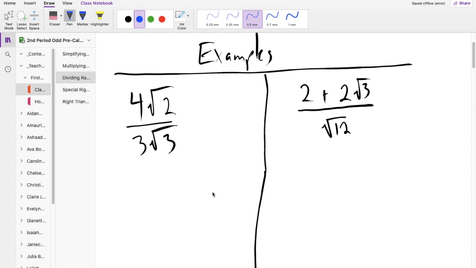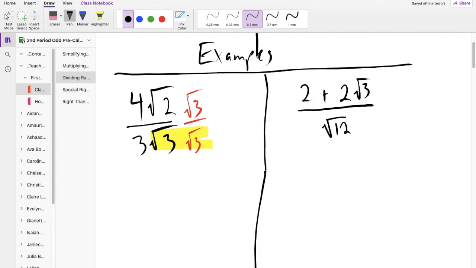In this example, I'm going to be multiplying by the square root of 3 over the square root of 3, because this whole thing is just 1, and anything times 1 is still itself, so I'm not changing this expression at all. But what I'm doing is creating the square root of 3 times the square root of 3 in my denominator, which gets rid of any kind of irrational number.